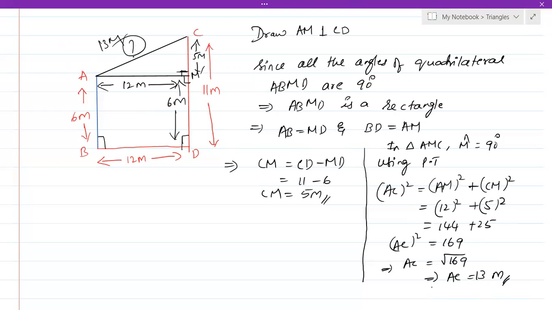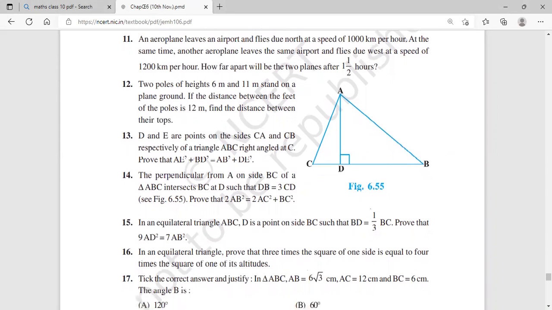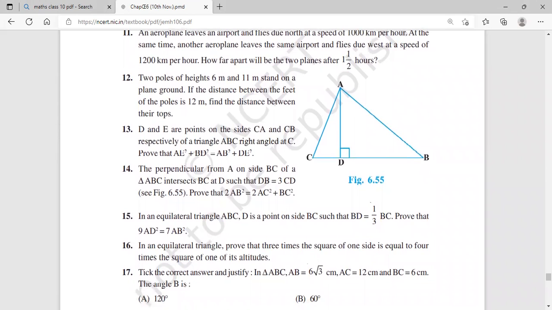Let's continue with the next question, students. The next question: D and E are points on the sides CA and CB of a triangle ABC, right angled at C. We have to prove that AE square plus BD square is equal to AB square plus DE square. Okay, let's do that. So we have to prove AE square plus BD square.